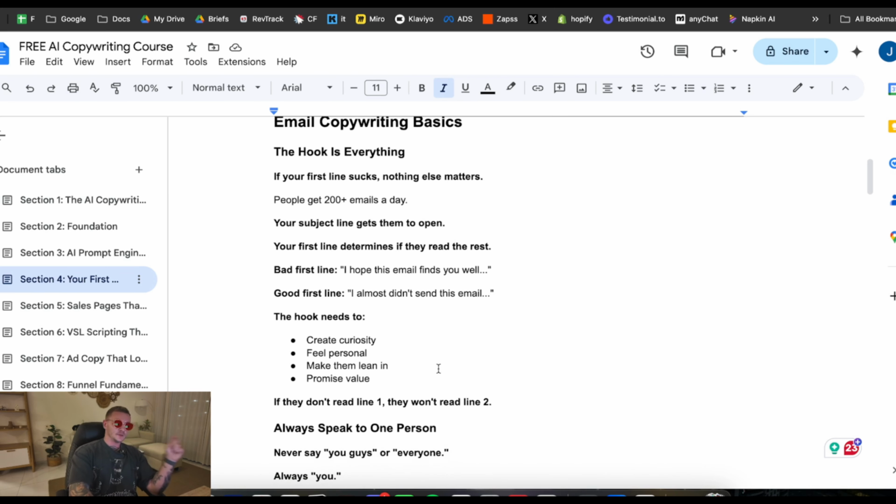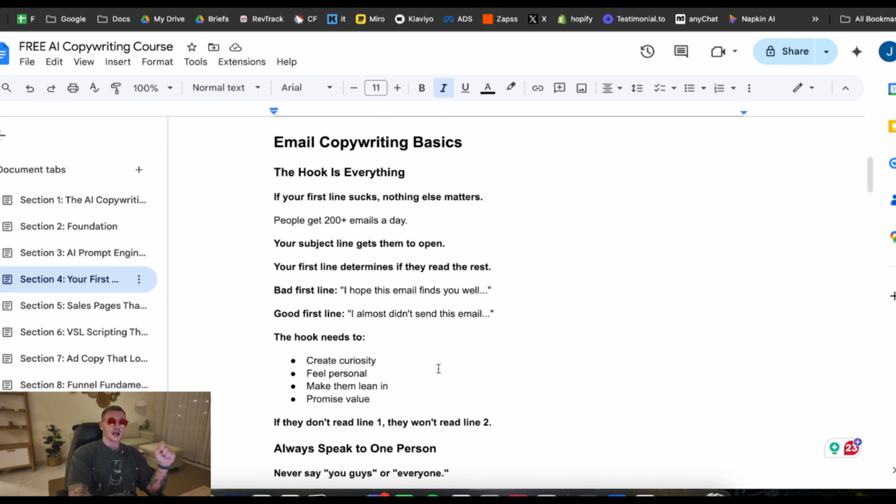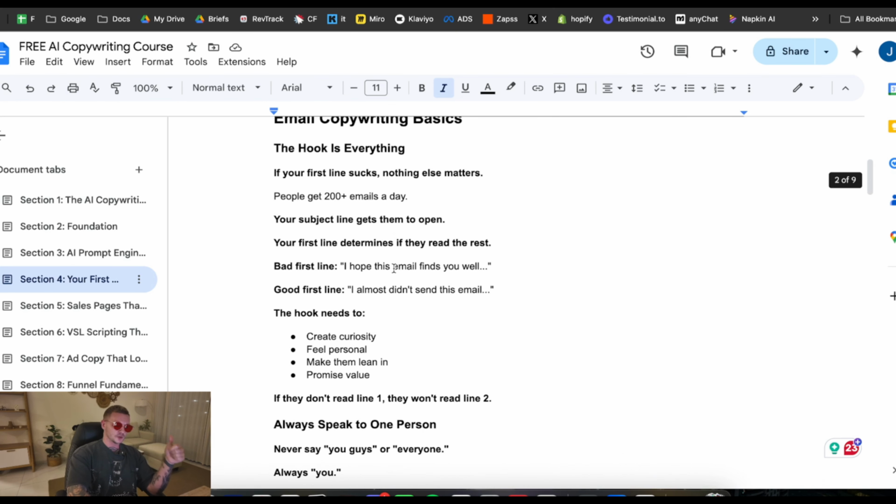So, email copywriting basics. The hook is everything. If people get 200 emails a day, your subject line needs to get them to open it, but your first line determines whether or not they read the rest. Bad first line: I hope this email finds you well. And then good first lines like, I almost didn't sign this email.